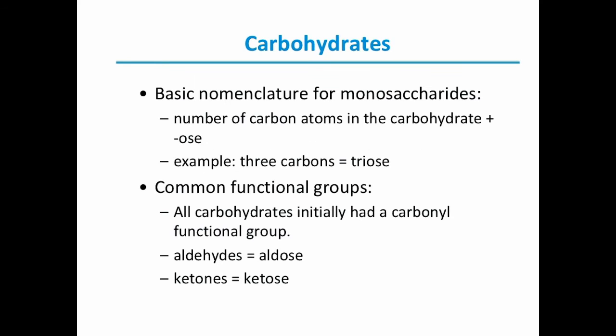The basic nomenclature for monosaccharides includes the number of carbon atoms in the carbohydrate plus the suffix -ose. So, for example, a 3-carbon carbohydrate would be called a triose. And there are common functional groups. All carbohydrates initially, in their linear form, have a carbonyl functional group. If it is an aldehyde, we call those aldoses, and if it is a ketone, we call those ketoses.